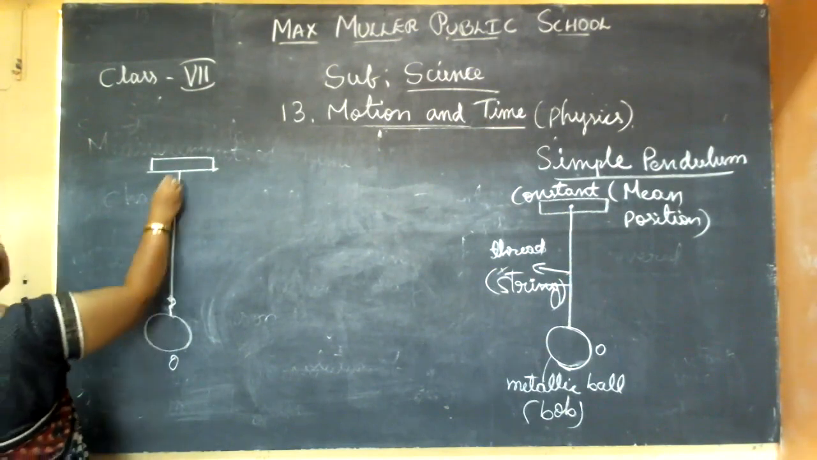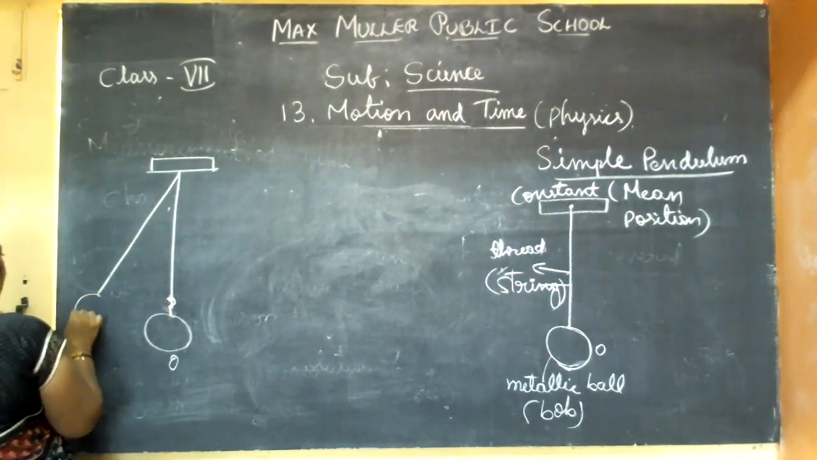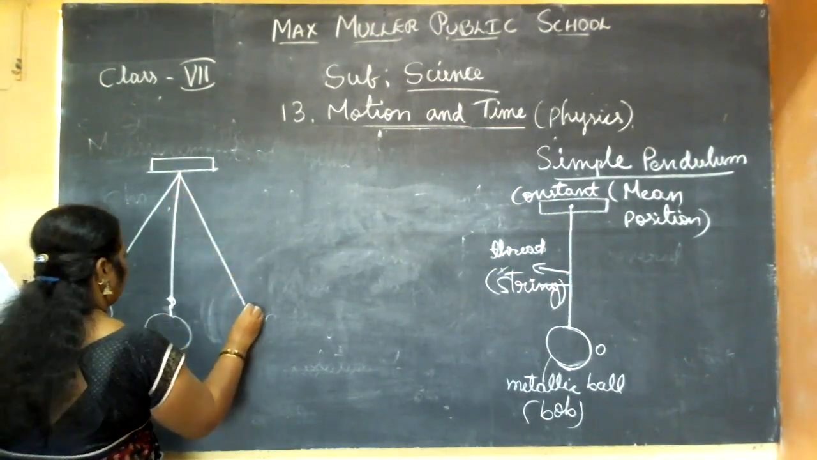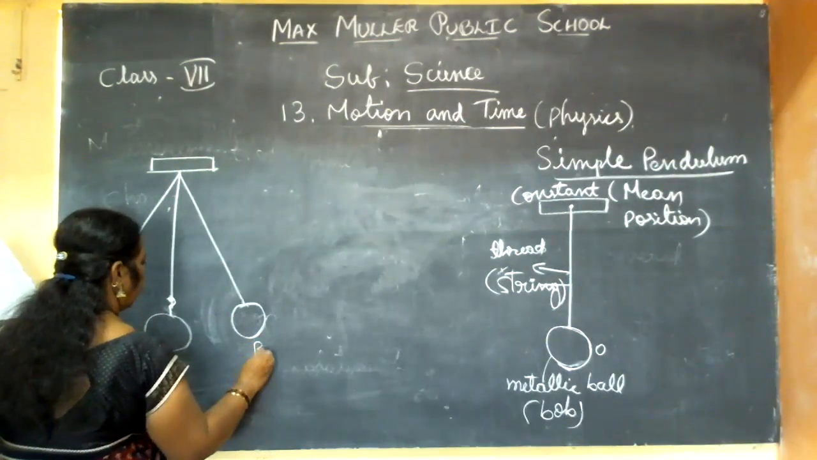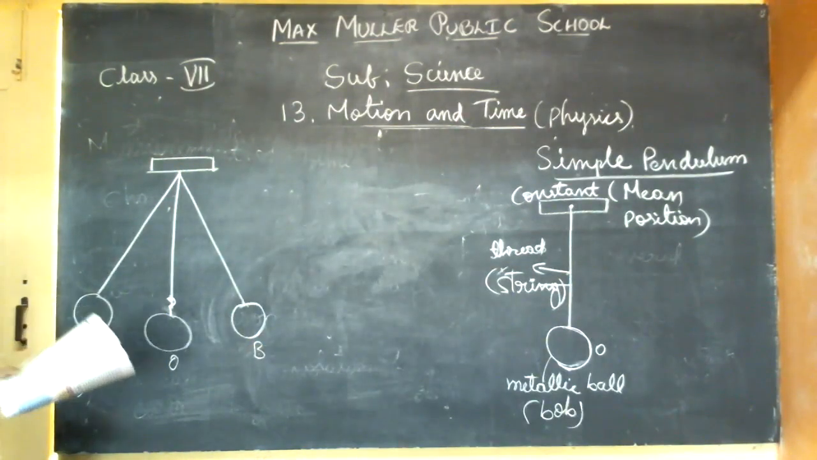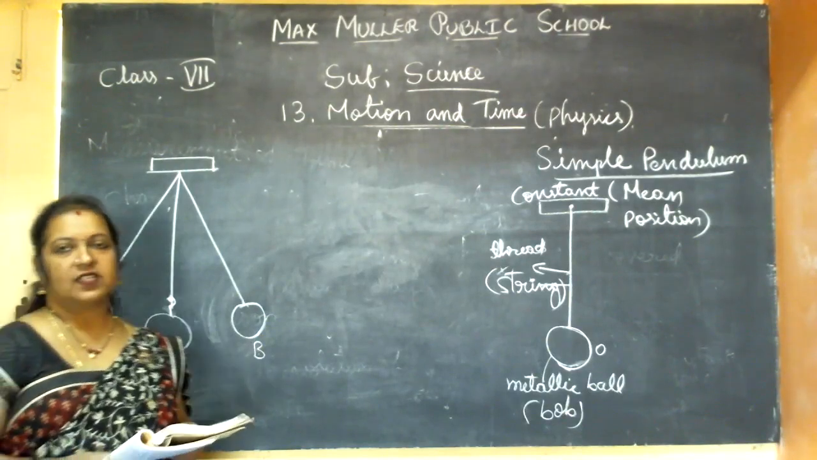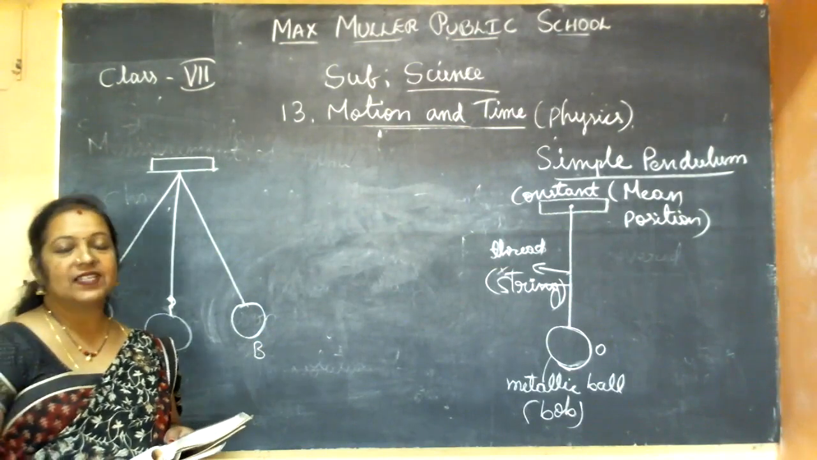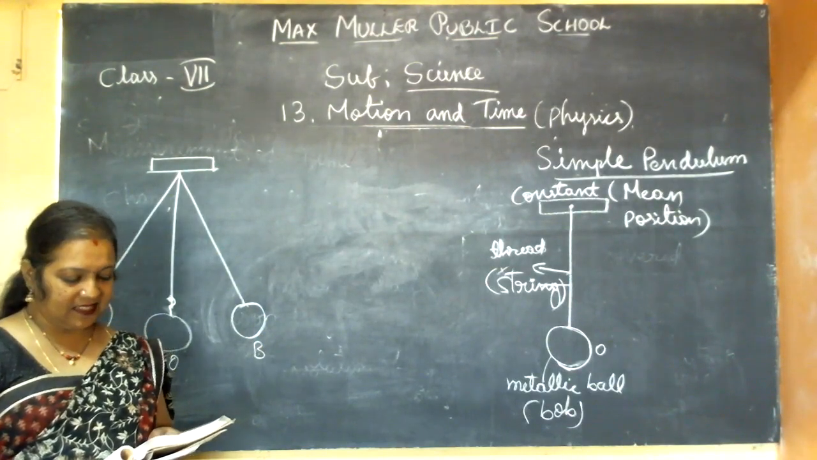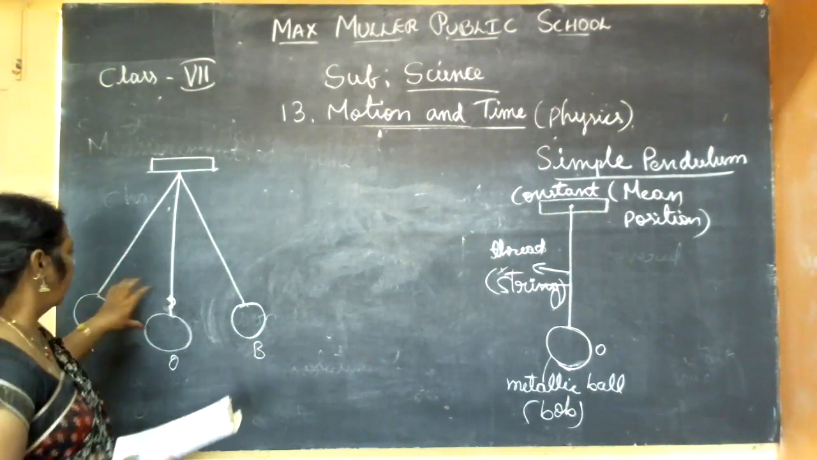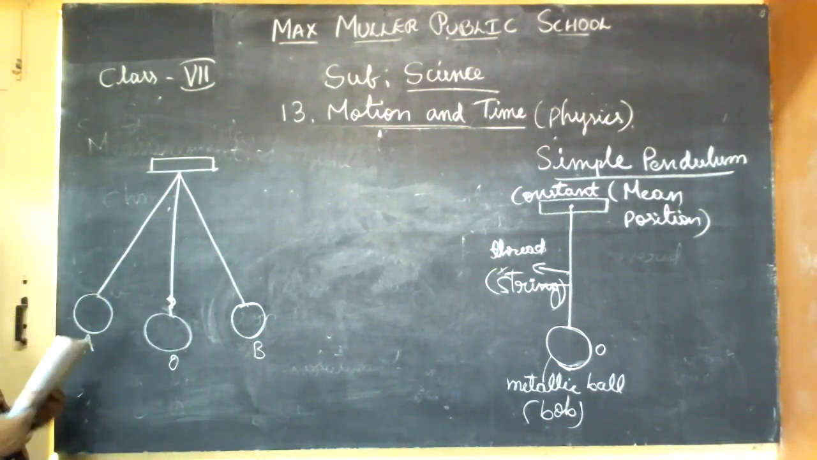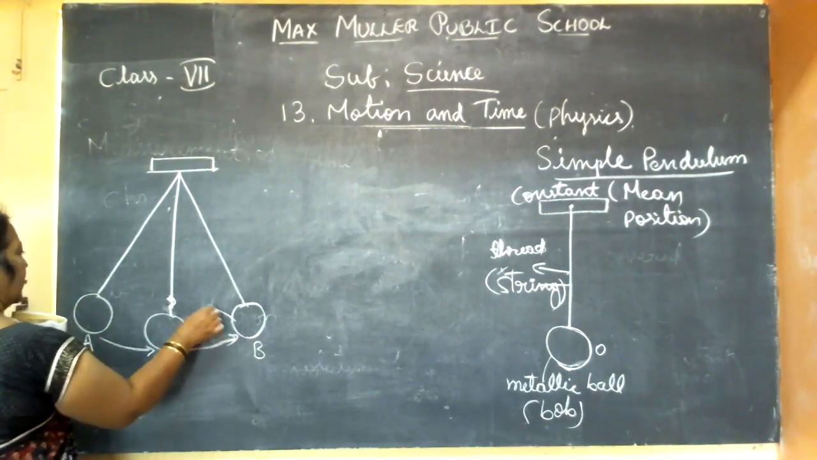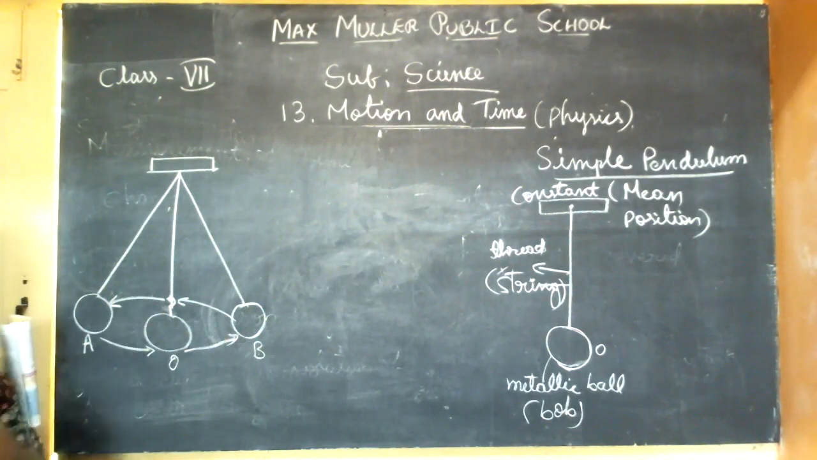If I drag this one, it is moving to the position A. If you leave that ball, it comes to another position, B. The picture shows the pendulum at a rest position, which is the mean position. When the bob of the pendulum is released after a certain distance, it moves towards A and I will leave the ball. So it will be moving from this position to this position. Again it is coming back to the A position.